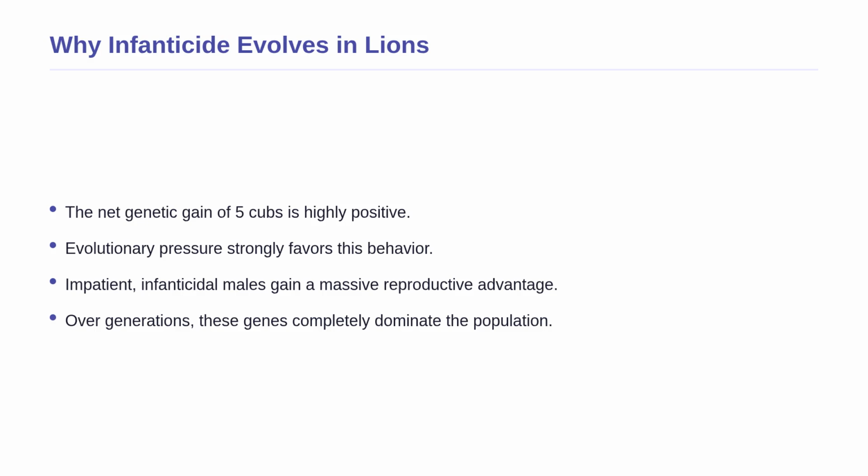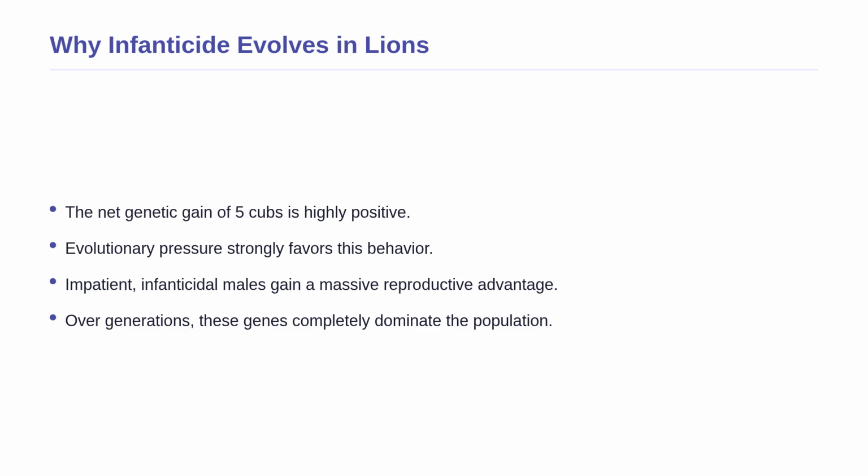So we have proven that the genetic gain for the lion is positive 5. This brings us to an important evolutionary conclusion. Because this final number is positive and significantly high, evolutionary pressure will strongly favor infanticidal behavior in this environment. The male who kills the cubs gains a massive reproductive advantage over any hypothetical male who chooses to wait patiently.